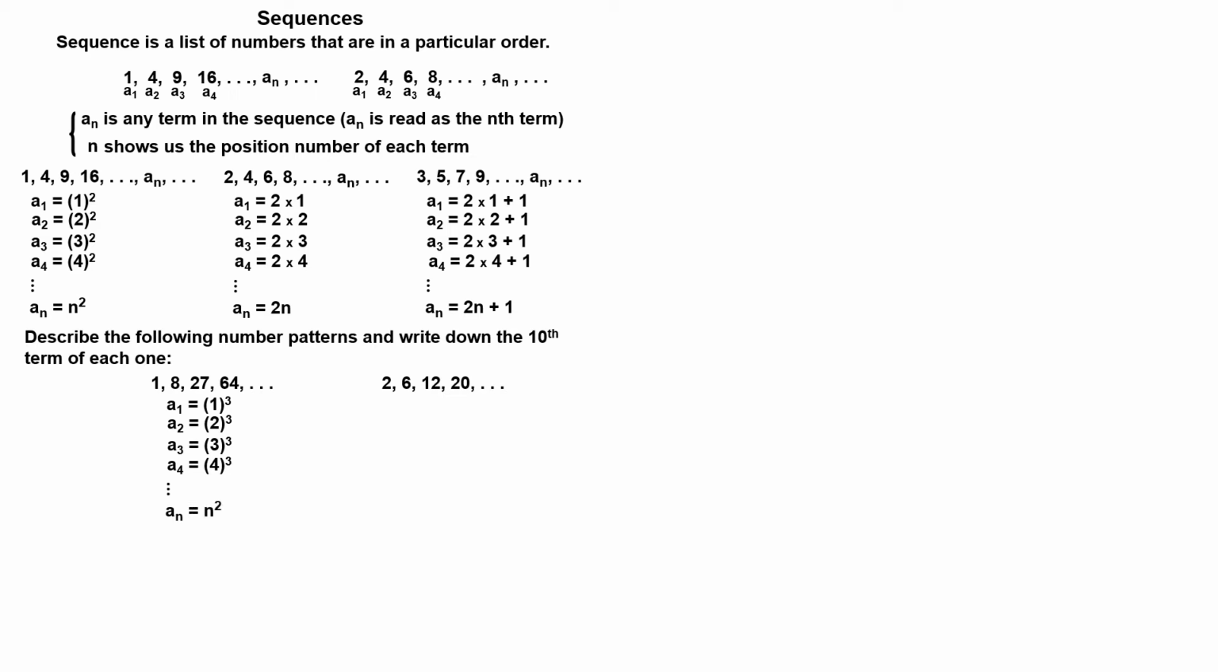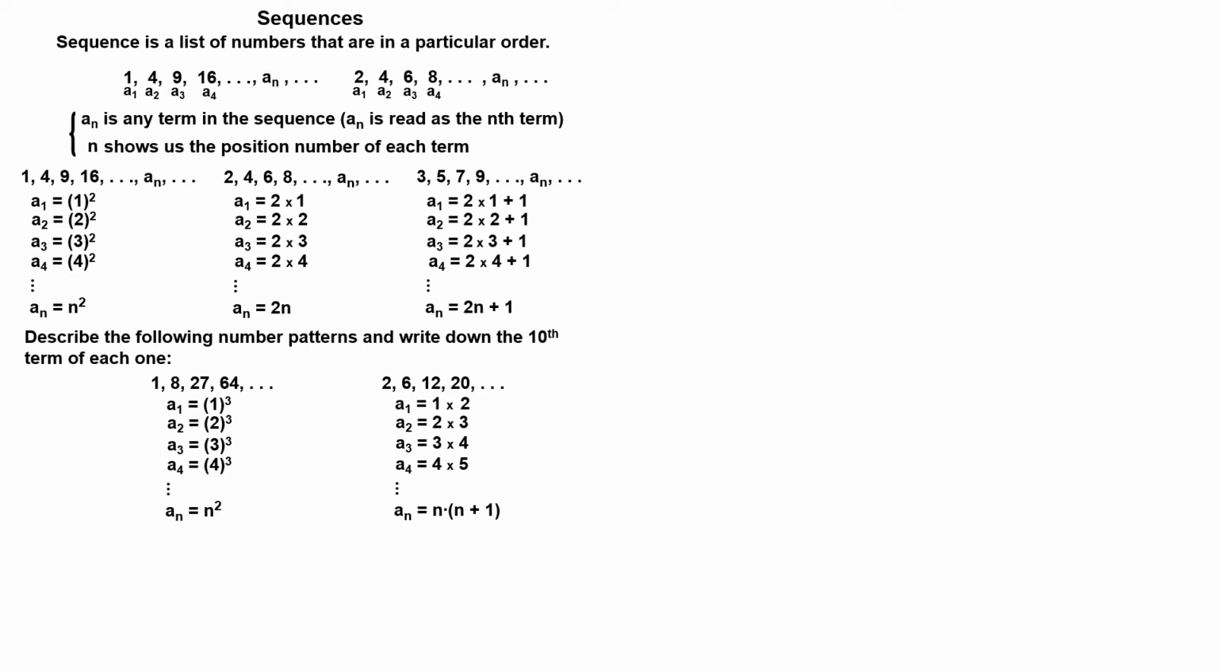Let's recognize the pattern in the second sequence. We can see that the first term is 2, and 2 is the same as 1 times 2. The second term is 6, and 6 is the same as 2 times 3. The third term is 12, and 12 is the same as 3 times 4. The fourth term is 20, and 20 is the same as 4 times 5. We should notice that in all the products, the first number is the term number and the second number is the term number plus 1. So it looks like the nth term is n times n plus 1.